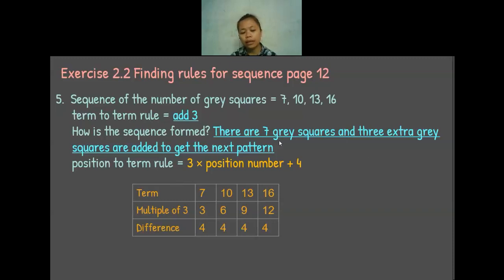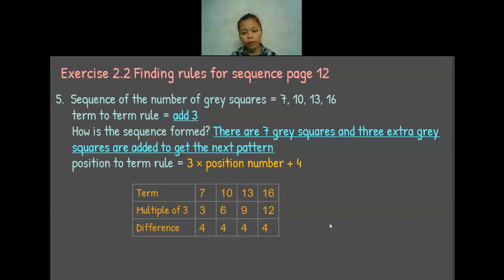This is the sentence that I made. If you have a different sentence, as long as the meaning is the same as mine, that is also correct. You don't have to make a sentence that is exactly the same as mine. It's okay if it is a bit different as long as the meaning is the same. Is there anyone who is confused or does not understand? Before I find the position-to-term rule, is there anyone who is confused?